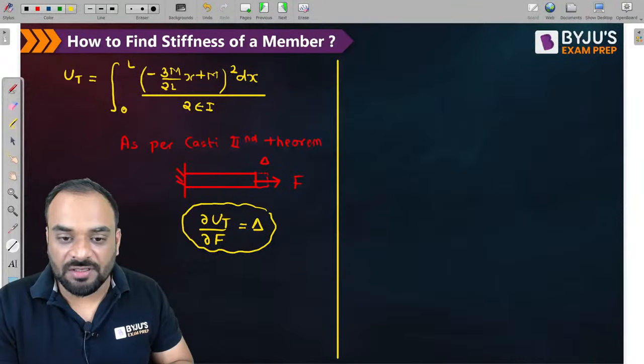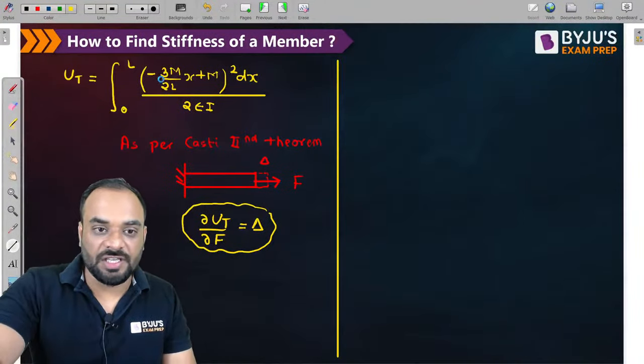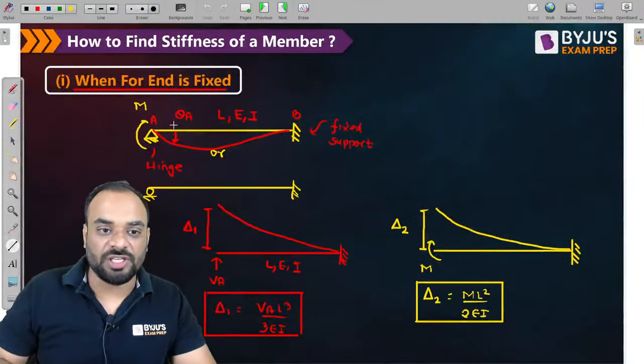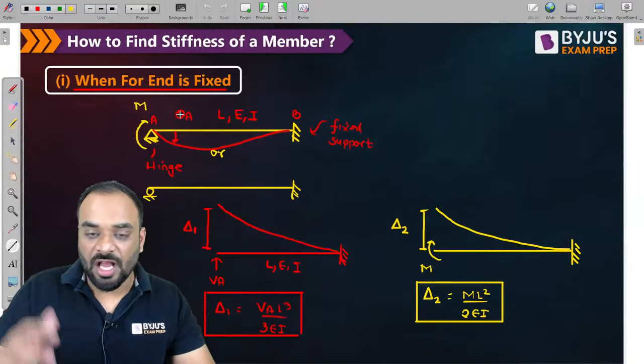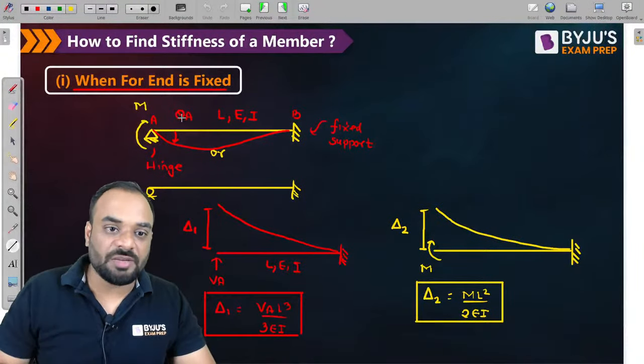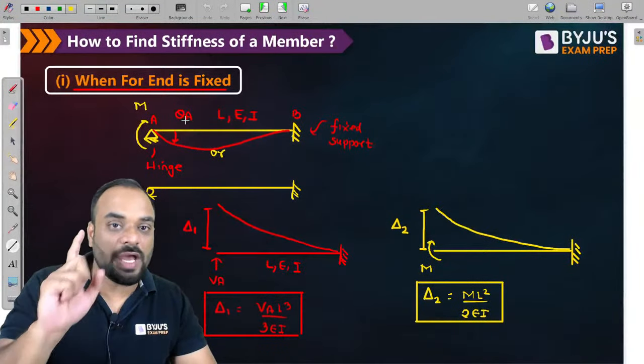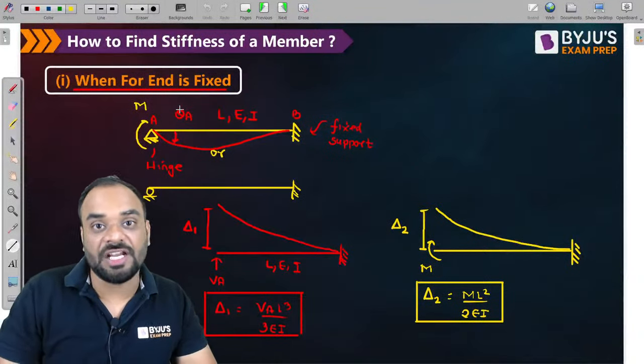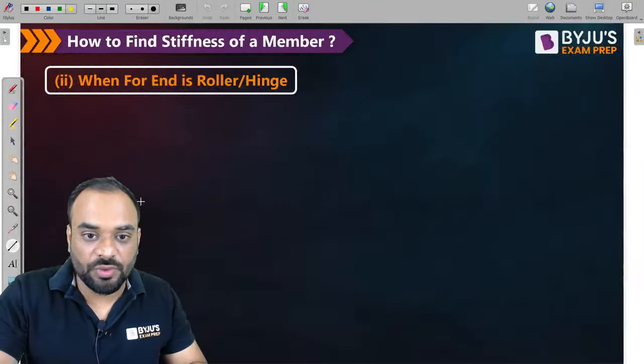Okay. Now guys, let's do the same thing in case of this particular condition. Now tell me what you have to find actually. We need to find out the value of theta A. How we can find it out? First, we need to take the derivative of the total strain energy with respect to M so that we can get the value of theta A, right? Let's do it.